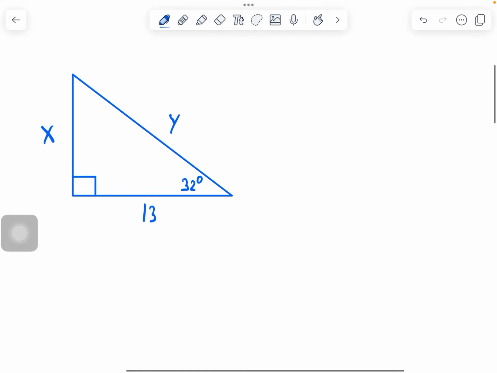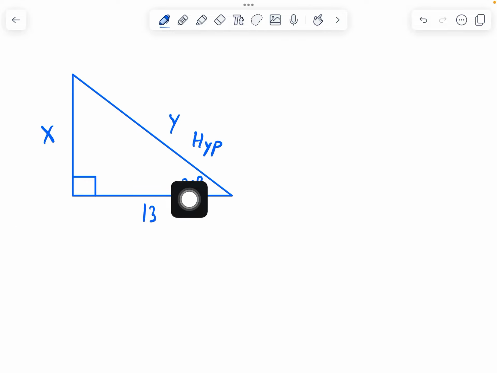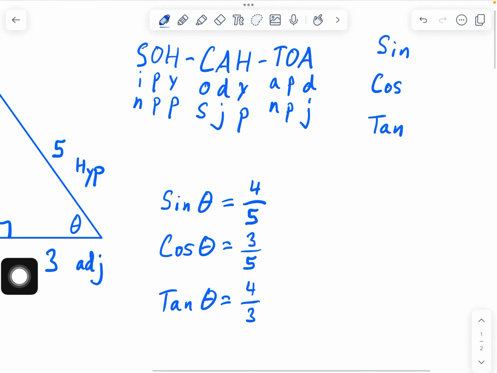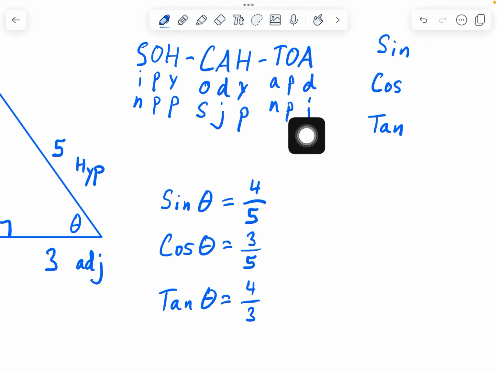Looking at the sides, let's go ahead and label these. Here's our 32. The side across from the right angle, that's our hypotenuse. The side across from our given angle is the opposite, and then that leaves the 13 to be our adjacent side. So here, if I want to solve for x first, x is the opposite side, 13 is the adjacent side. If I go back up to my trig ratios, which one uses opposite and adjacent? It's tangent. So we're going to be using tangent to set this up.